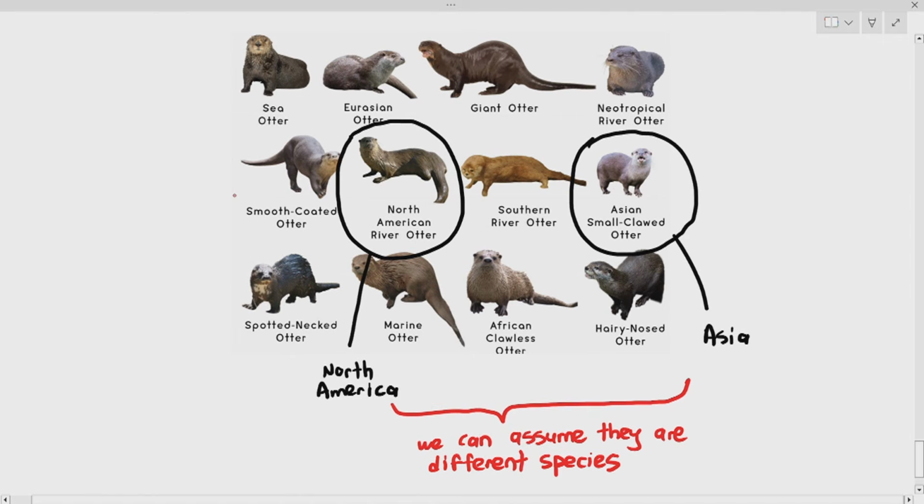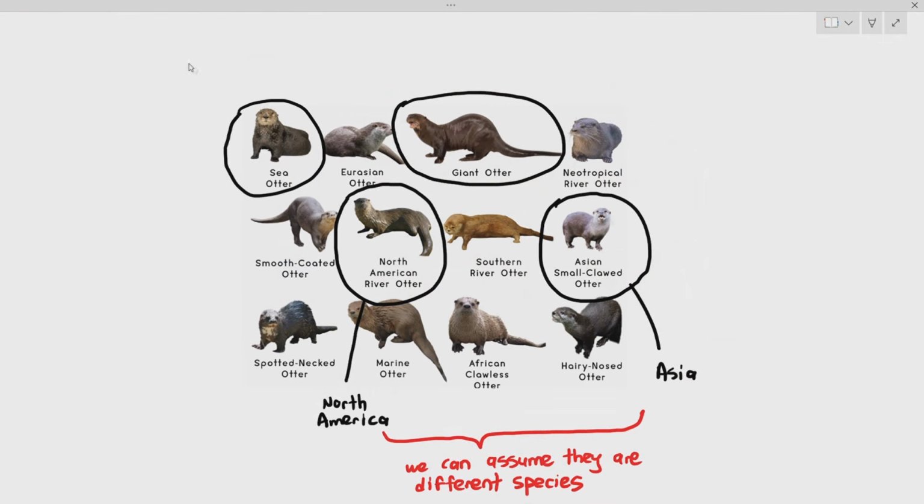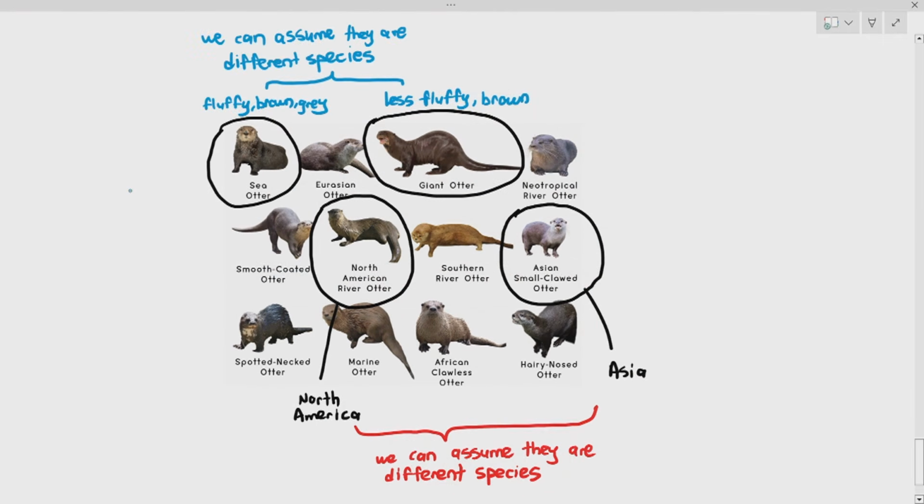So that does happen. What about the giant otter and the sea otter? The sea otter is fluffy, brown and gray, but the giant otter is less fluffy and it's brown. It's quite ferocious, by the way.